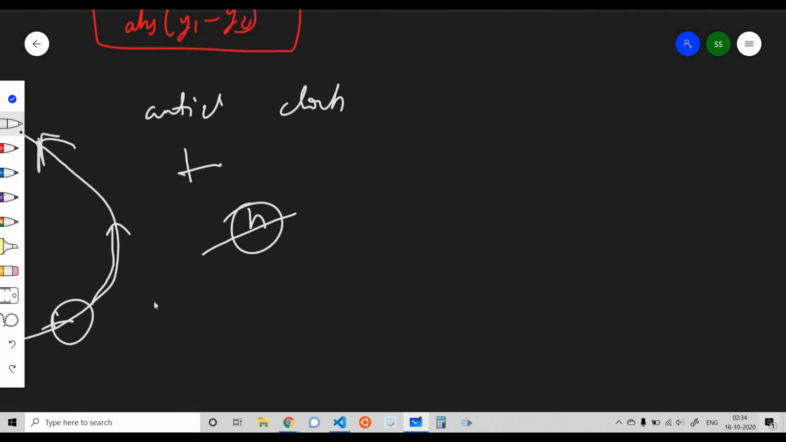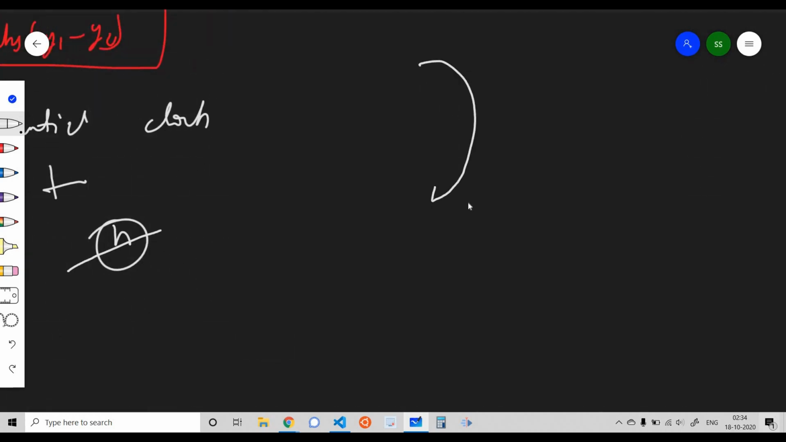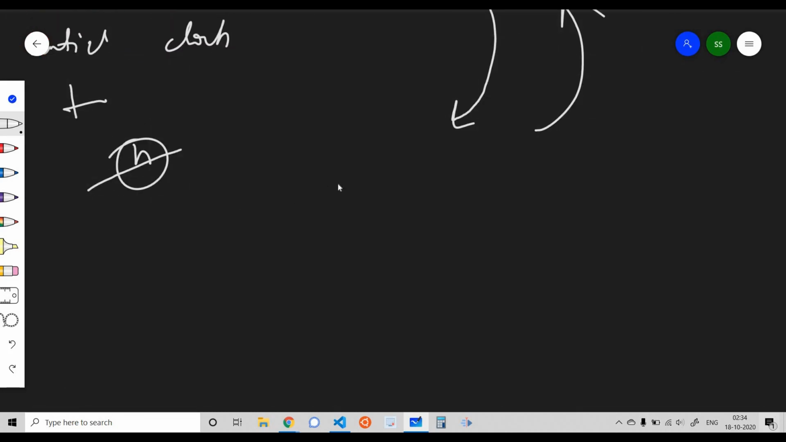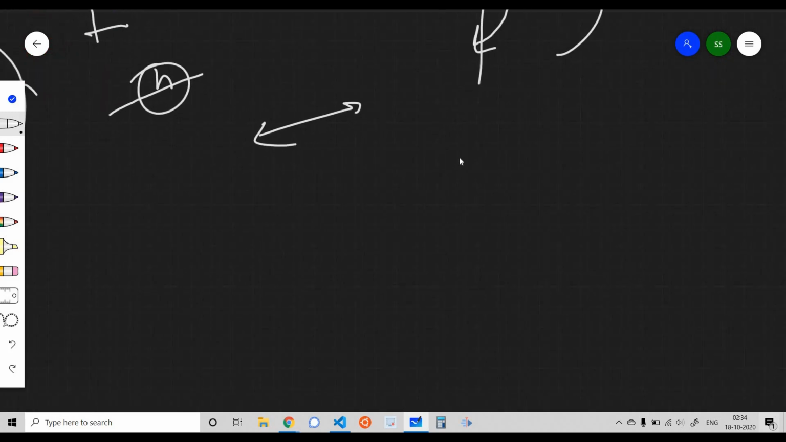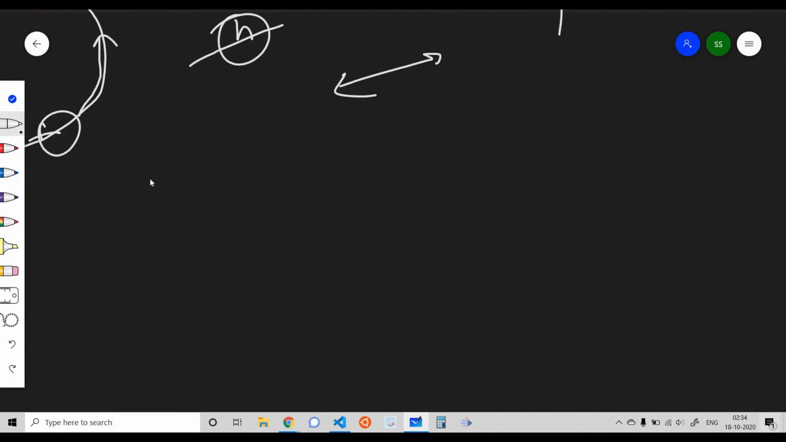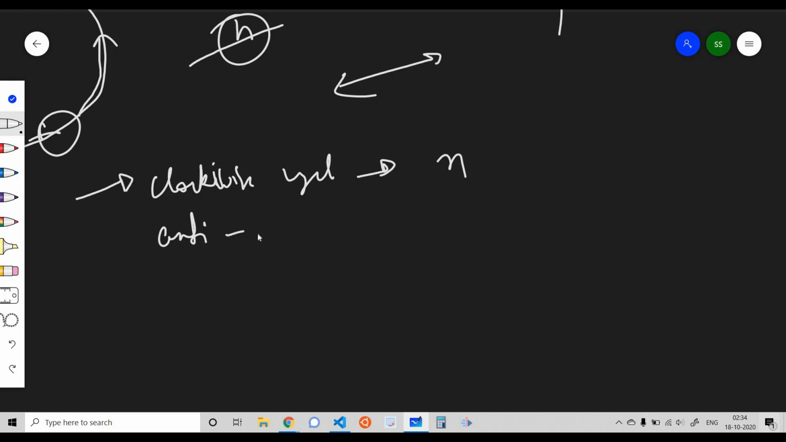And the cycle can only be of two ways: either the cycle would be in clockwise direction or it would be in anti-clockwise direction. And the edge, which is bidirectional, can be used in both ways. So first I tried to find out whether there is a clockwise cycle or not. If there is a clockwise cycle, the answer would be N. If we are not able to find a clockwise cycle, then we check for an anti-clockwise cycle. If there is an anti-clockwise cycle, then again the answer would be N.